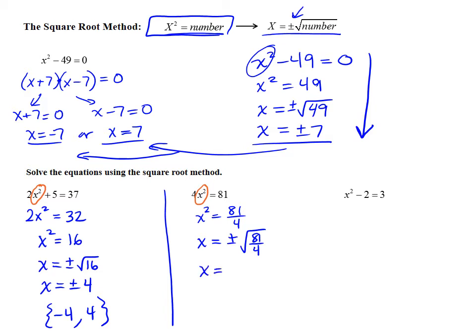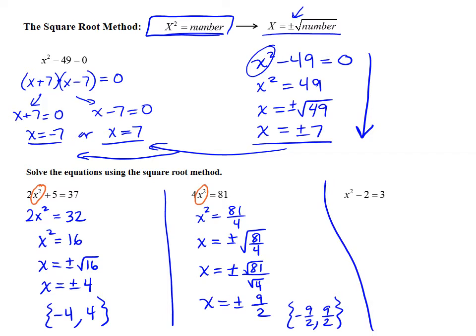Now, next I want to remind you of what you do when you're square rooting a fraction. Turns out the square root property with division is that you can look at the square root as applying to both parts of the division problem. So this would be the square root of 81 over the square root of 4. And individually, we can see that the square root of 81 is 9, and the square root of 4 is 2. So we get two answers of plus or minus 9 halves. So negative 9 halves, positive 9 halves would be in our solution set. Once again, very checkable. Putting those back into the original equation, you'll see that you get 81 on both sides.